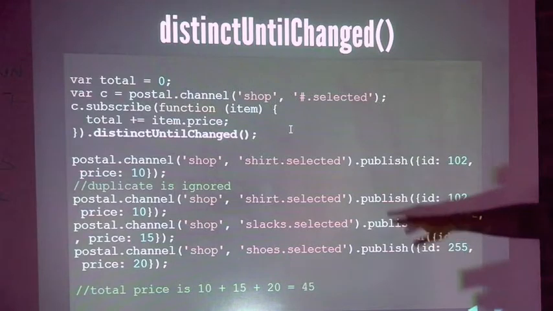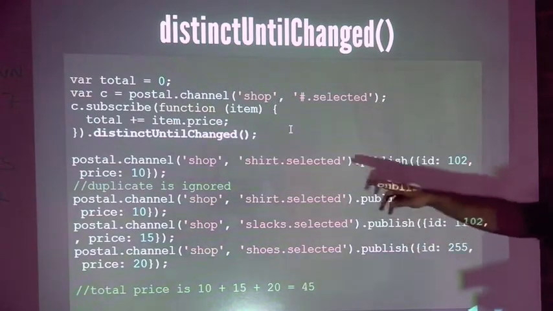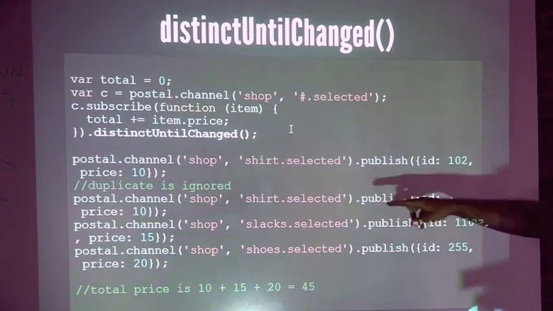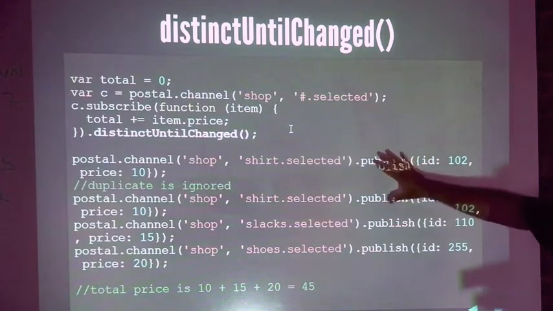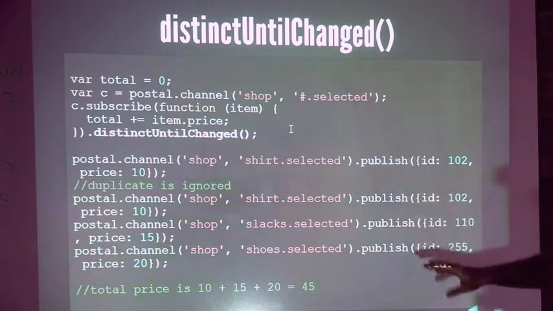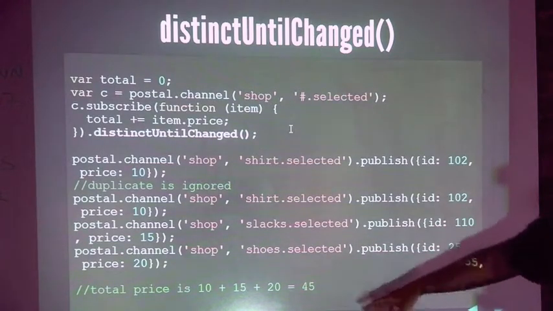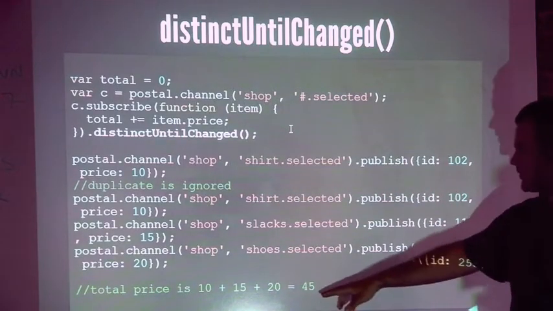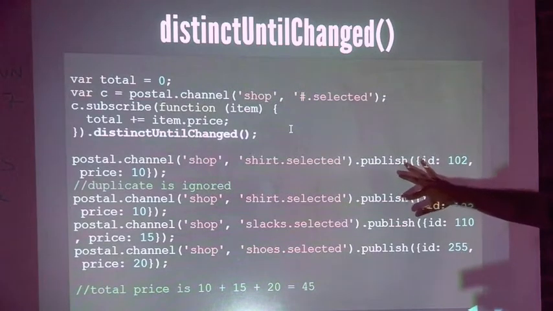The first one is shirt.selected, and my shirt ID is 102 and the price is 10. The second one is shirt.selected, 102 and price is 10. So these 2 are duplicates, right? The user clicked twice, as users are prone to do. It wasn't fast enough, so they clicked again. And then I have slacks.selected and shoes.selected. But if we were to look at the total price that we're adding up here in our callback, what we end up with is the price of each one of these individually, and the duplicate shirt is ignored.